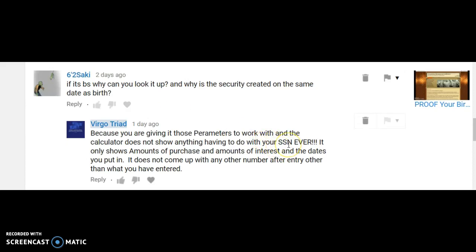However, social security number or birth certificate is what it should say. Either one, it does not matter. What you're looking at are serial numbers, not CUSIP numbers. It only shows amounts of purchase and amounts of interest and the dates that you put in. It does not come up with any other number after entry other than what you have entered.